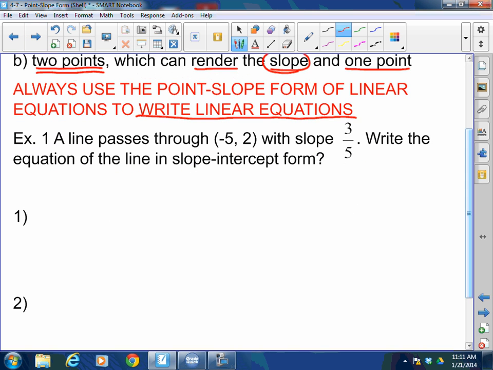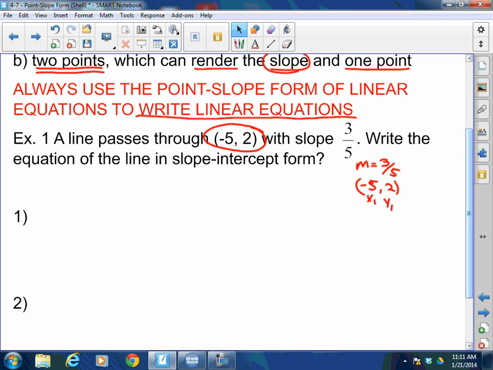So let me explain how to do this. A line passes through negative 5, 2 with a slope of 3/5. Please remember that m right off the bat is 3/5. And this point that they gave you, that's my x1, y1. Negative 5, 2, that's my x1, y1. Does everyone see what I have been given so far?